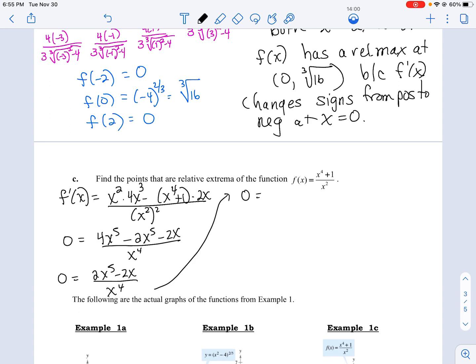Let's multitask here. If I pull out an x in my numerator, that would be 2x⁴ minus 2 over x³. I could factor one of those out. And I can factor out the 2.